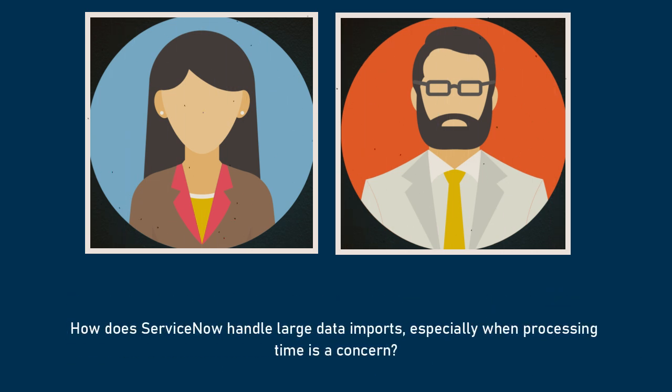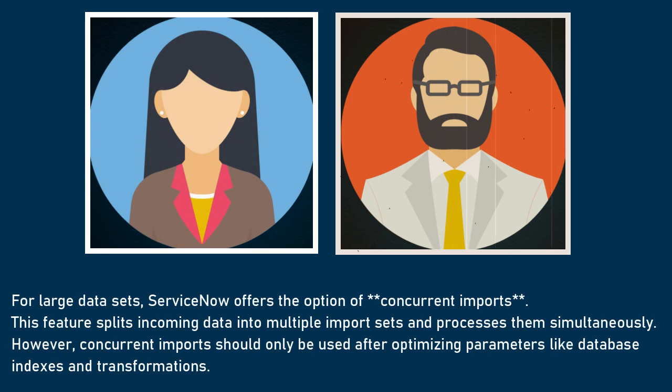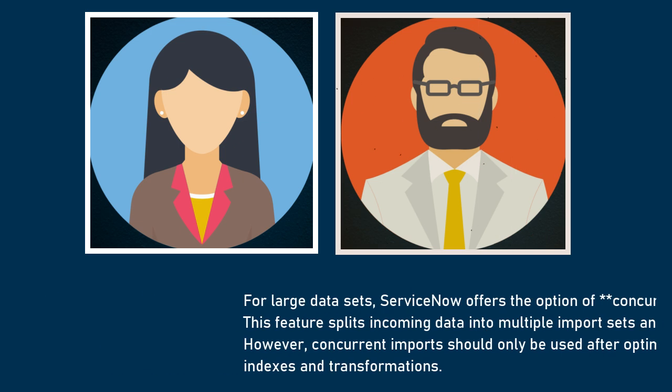Good to know. How does ServiceNow handle large data imports, especially when processing time is a concern? In case of large data sets, ServiceNow offers the option of concurrent imports. This feature splits the incoming data into multiple import sets and processes them simultaneously. However, concurrent import should only be used after optimizing parameters such as database indexes and transformations, because it may hamper performance, or it may lead to corruption of data if it is not handled properly.